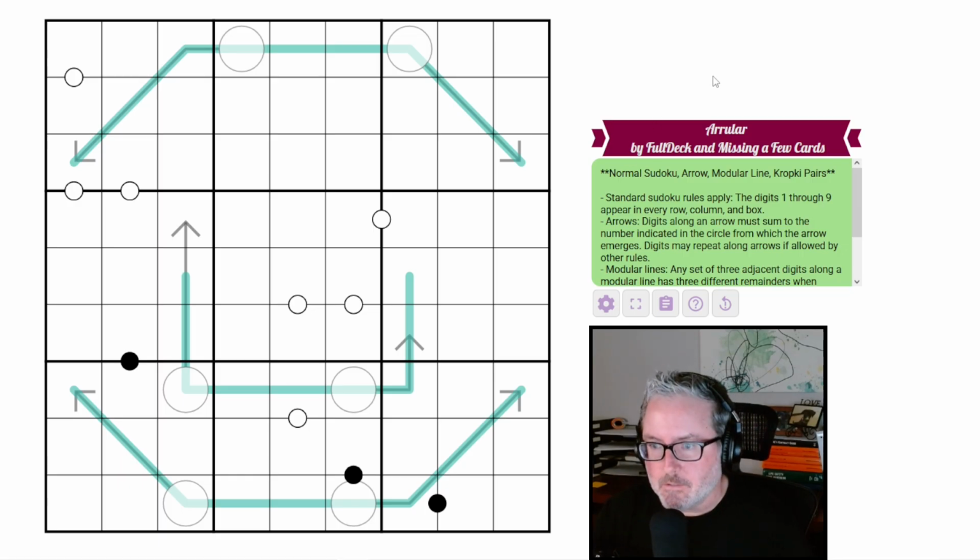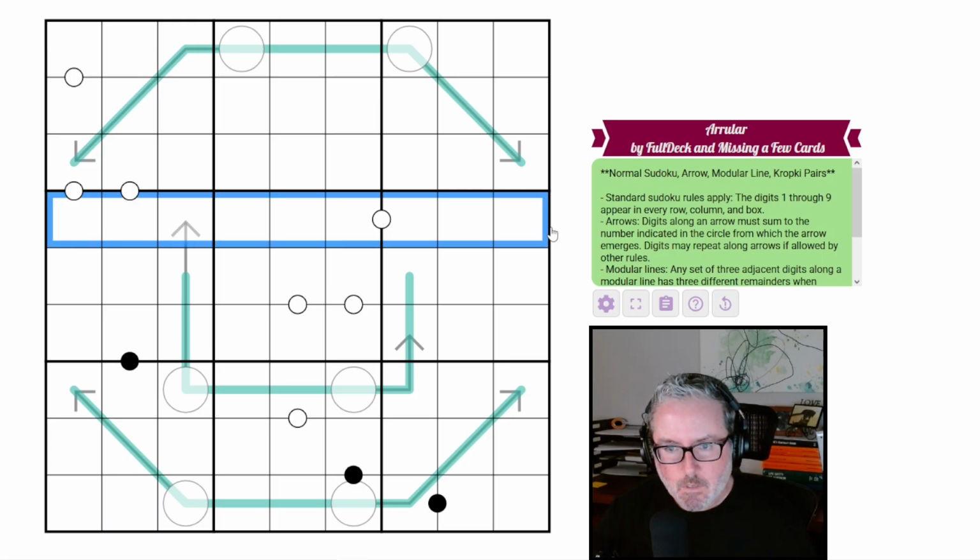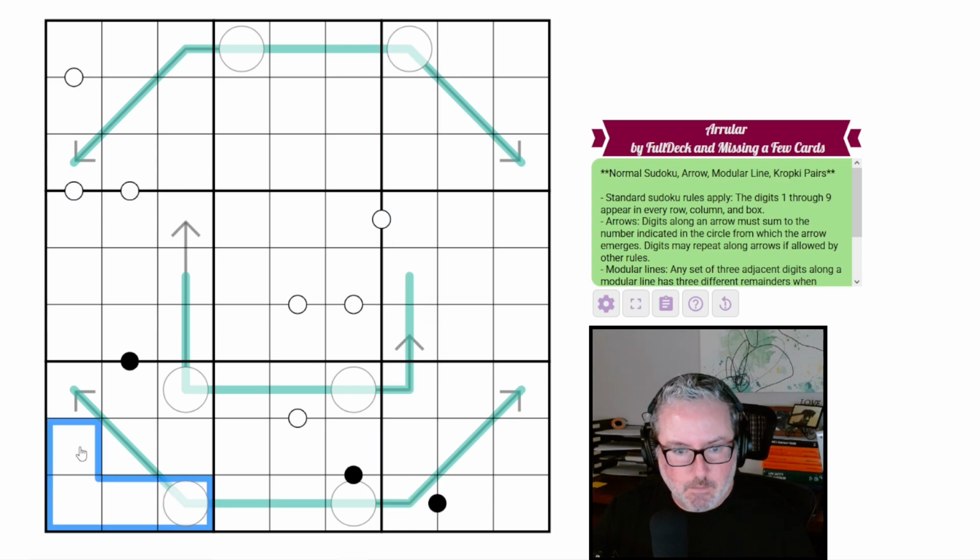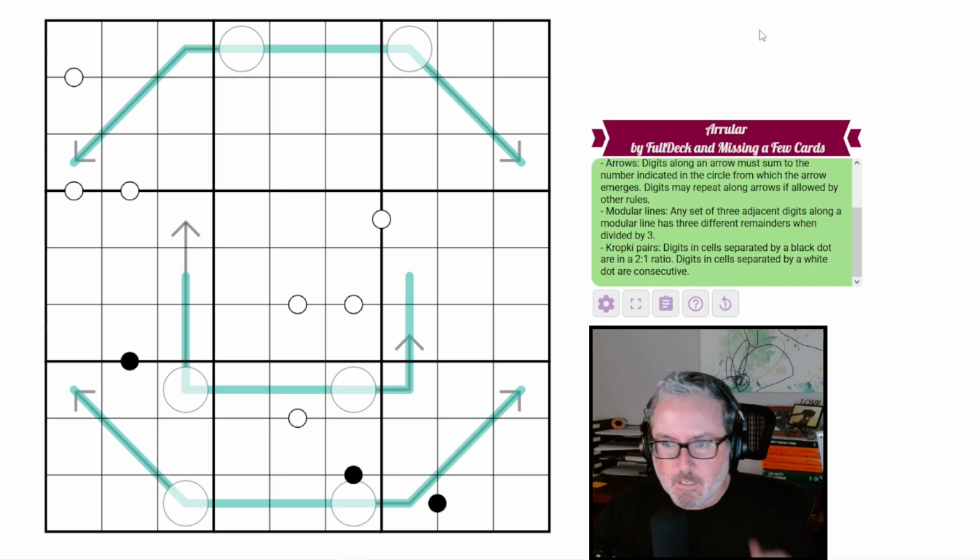So we're going to have a good puzzle in front of ourselves here. Let's jump into the rules and see what's going on. So again, it's going to be normal Sudoku, arrows, modular lines, and Kropki pairs. Normal Sudoku: every row, every column, and every 3x3 box will contain the digits 1 through 9 once each. Arrows: digits along an arrow must sum to the number indicated in the circle from which the arrow emerges. Digits may repeat along arrows if allowed by other rules.